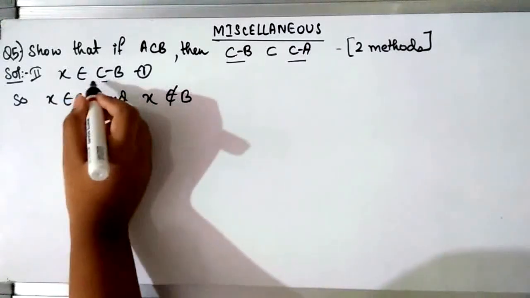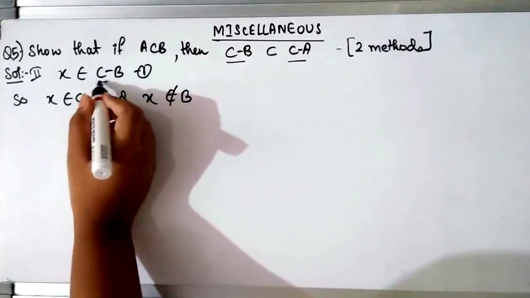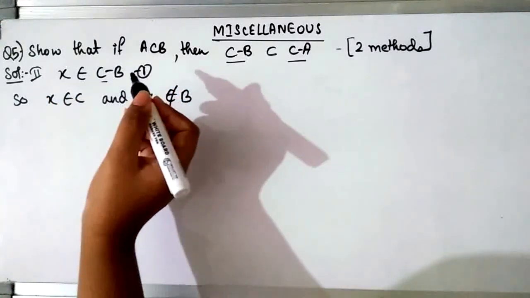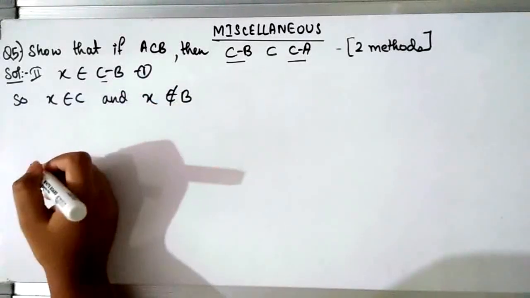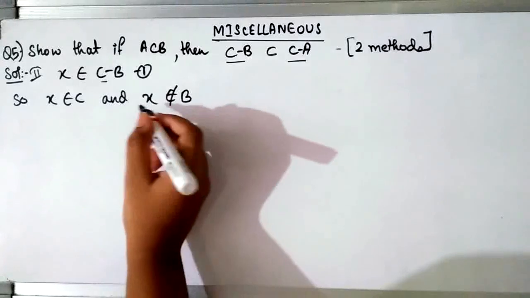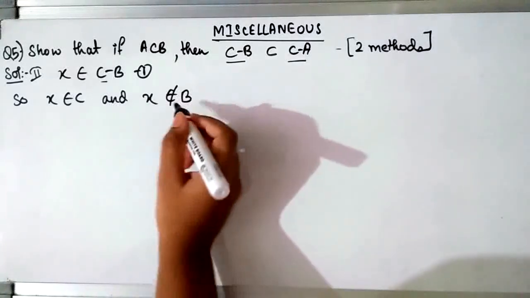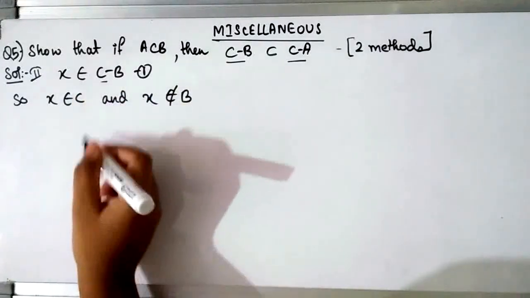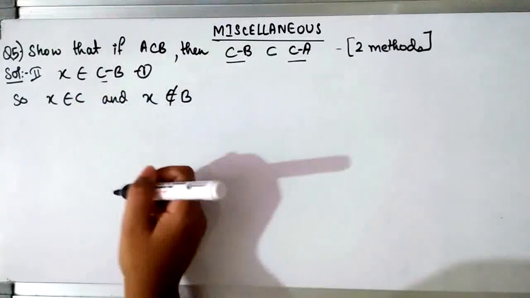Okay, so in such a situation we have leftover elements of C. So we can say that if X belongs to C minus B, that is the leftover elements of C, then X will definitely belong to C, because they are nothing but the leftover elements of C. And in such a situation, X will definitely not belong to set B, because you have the leftover elements of set C in C minus B and not set B.